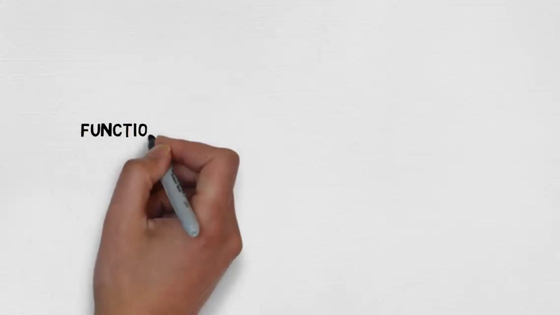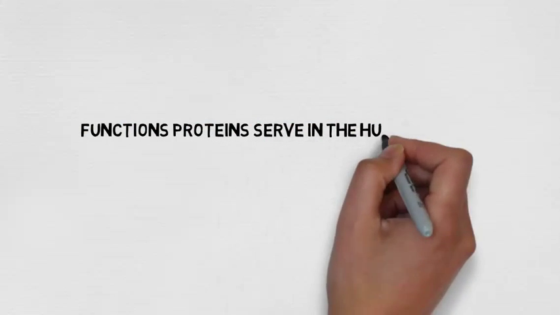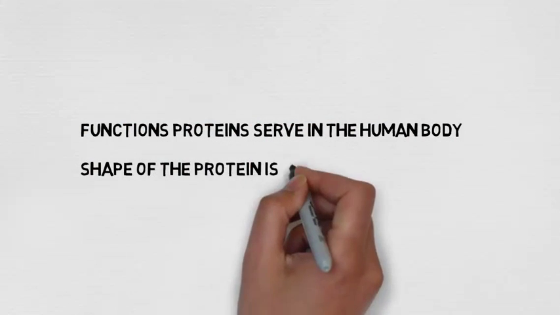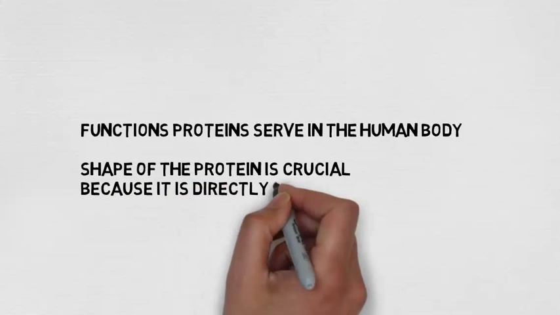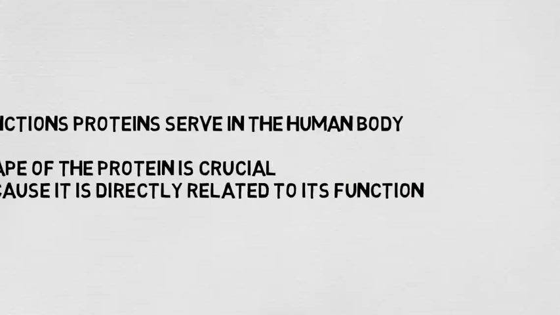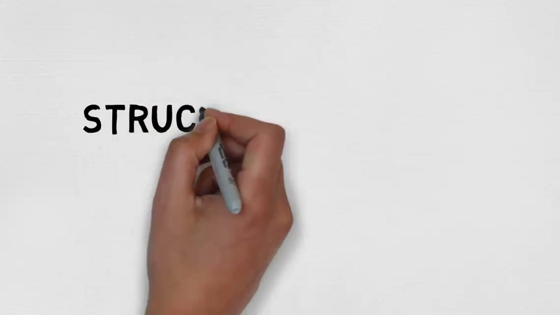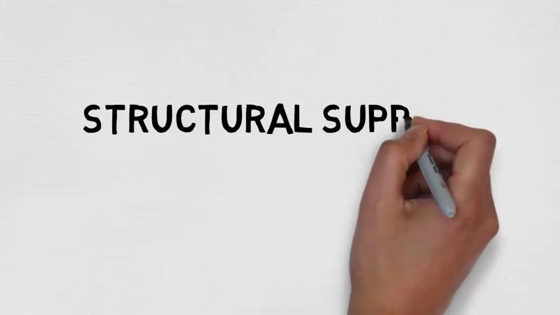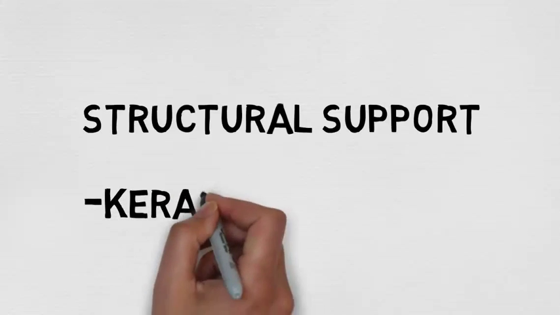Functions proteins serve in our bodies. So the shape of the protein is crucial because it's directly related to its functions. One of the functions protein has is structural support. Keratin protein is an example of this, and this is found mostly in our hair and in our nails.